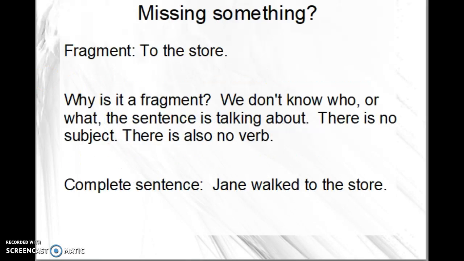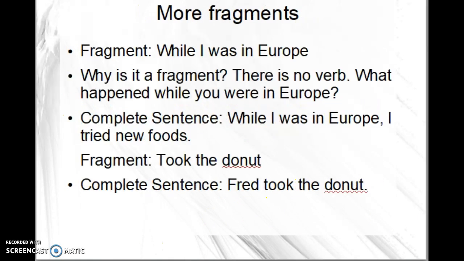Okay, so as we're going on, how do I identify a fragment? You want to see, is the sentence missing something? For example, here it says, to the store. This is a phrase that leaves us with those questions. Why is it a fragment? We don't know who it's talking about. We don't know what happens. There's no verb and there's no subject. So Jane walked to the store would be the complete sentence, because Jane would be the subject, walked would be the verb. Of course, fragments can get a lot more complicated than just these simple examples.